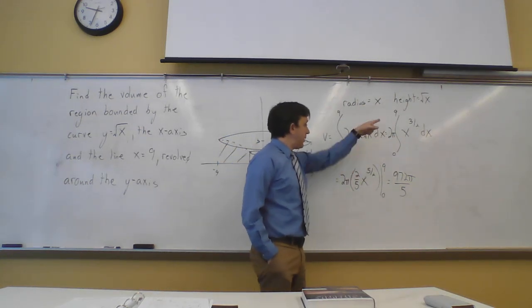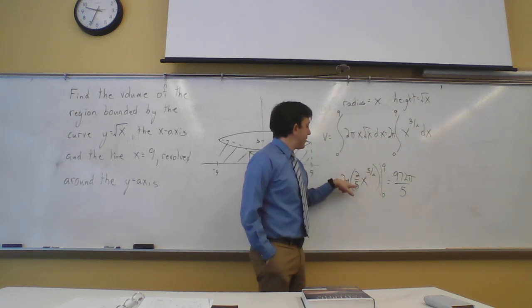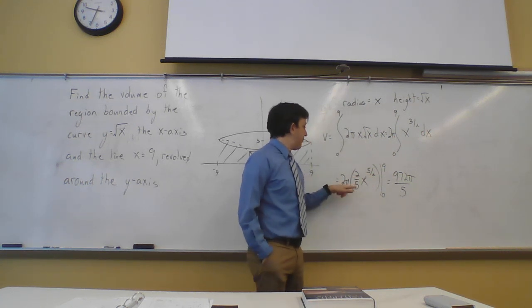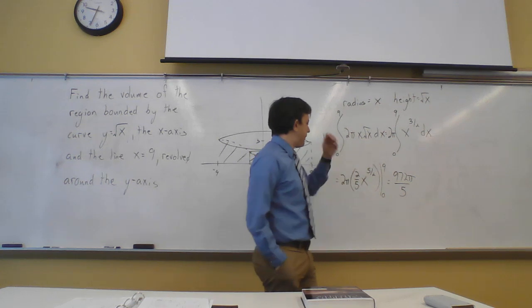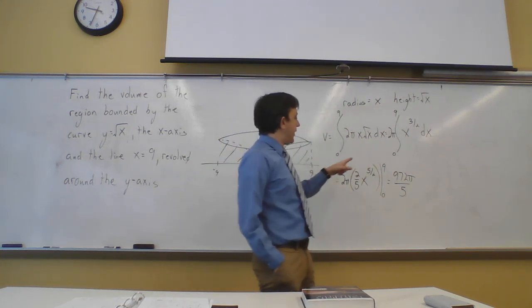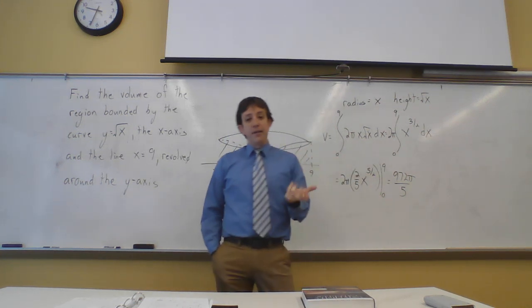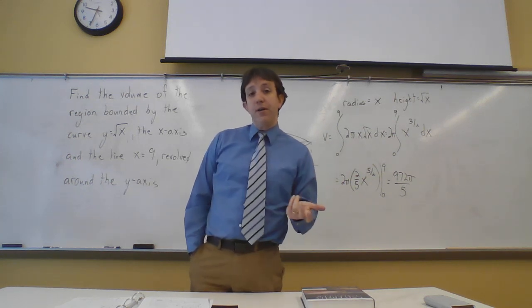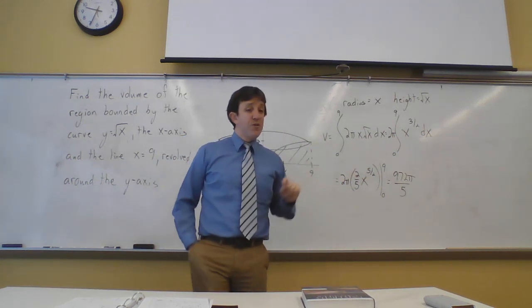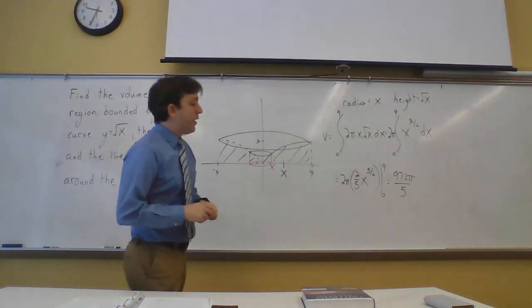So then I integrate it. I add 1, which gives me 5 halves, multiply by that reciprocal. So I get 2 pi times 2/5 x to the 5 halves, evaluated at 9 and 0. And I'll let you go back and plug in the 9 and the 0 and figure out what you get, but the answer should be 972 pi over 5.